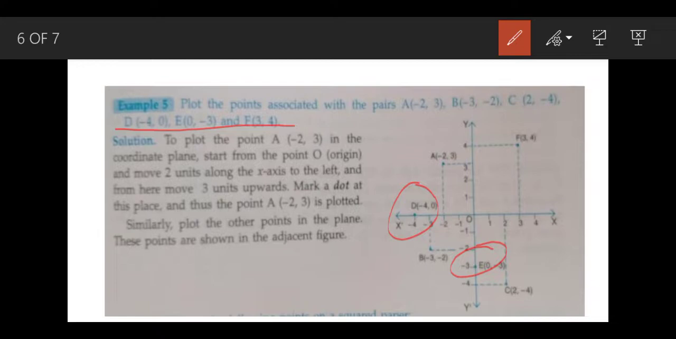Point F, 3 comma 4. The value of x is 3, y is 4. The intersection point will be 3 comma 4. This is point F. Both are positive, so it lies in the first quadrant.